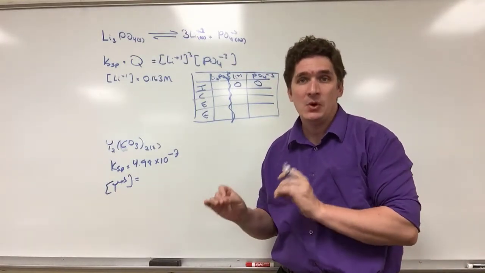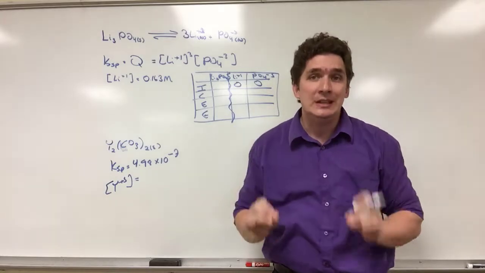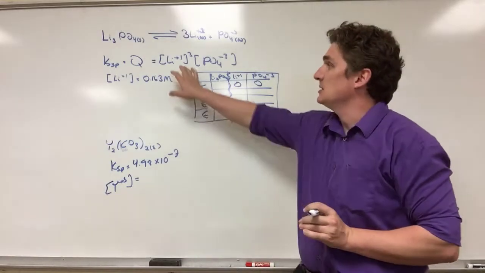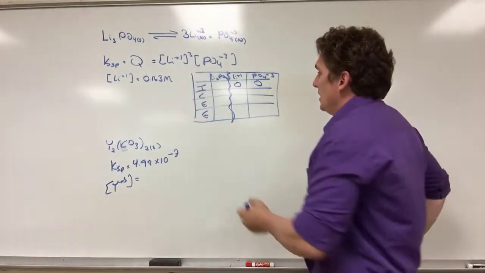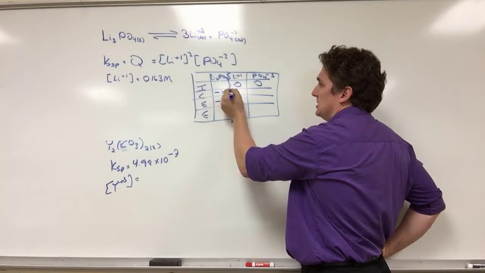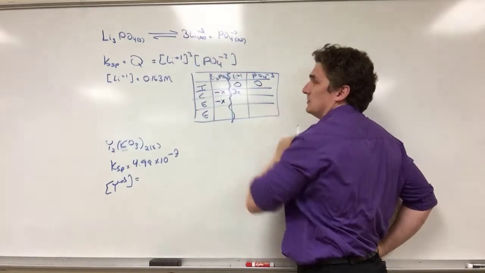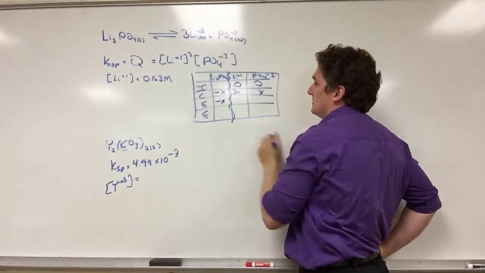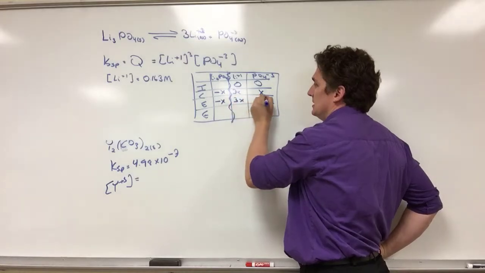Now I'm going to keep this column in here. Unless you're being asked to find molar solubility, you really don't need this column because none of these terms appear in our expression for Q. But the change for the salt is always minus x. Change for the lithium here is going to be 3x because of the 3 in front of the lithium, and 1 for the phosphate, so this gives us 3x and x.